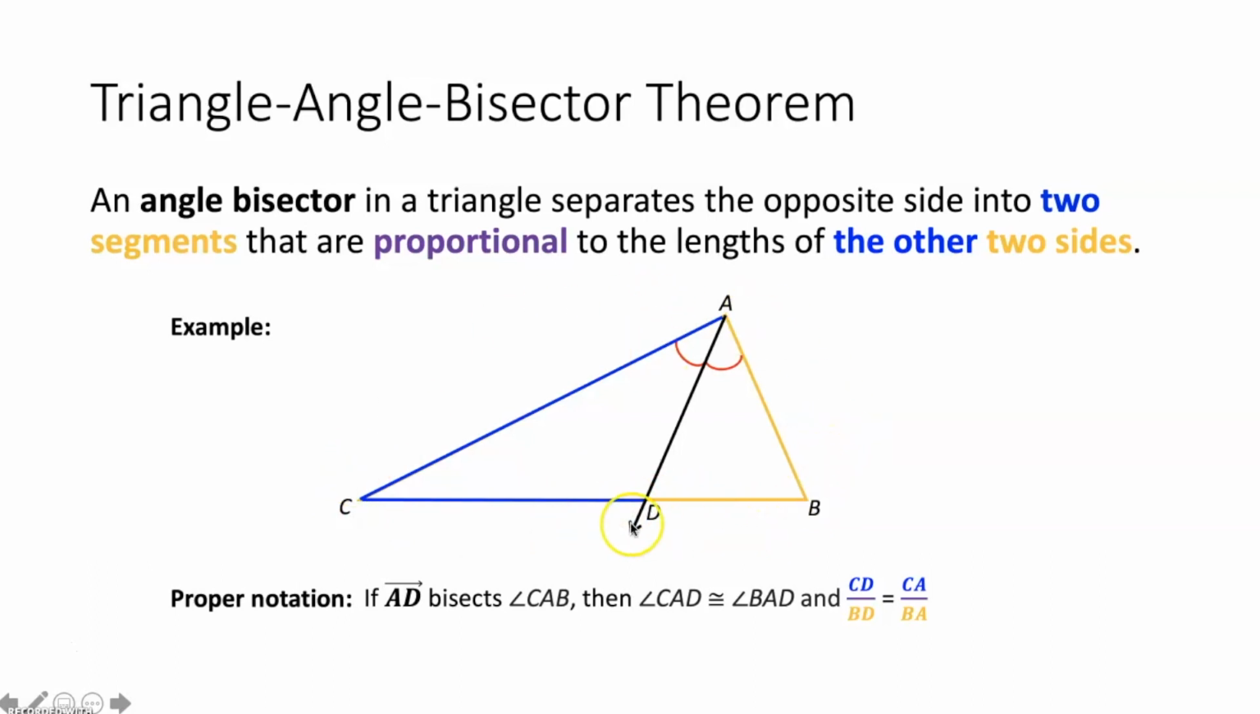And the lengths of those two segments are going to be proportional to the other two sides of the triangle, meaning that I could set up a proportion where I have the measure of segment CD over the measure of segment BD is equal to the measure of segment CA over the measure of segment BA, just because ray AD is an angle bisector of this triangle.